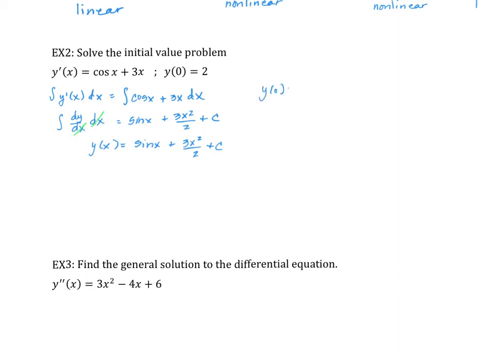So y of 0 equal to 2 means that when x is 0, y is 2. This becomes sine of 0 plus 0 plus c equal to 2. And my c value is equal to 2, which gives me solution y of x equal to sine of x plus 3x squared over 2 plus 2. And I've solved my differential equation.